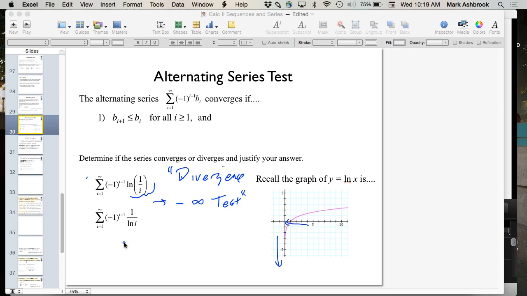Okay, what about this one? The first term is 1 over ln of 1. If i is equal to 1, it would be 1 over 0 for the very first term. So let's do n equals 2. We'll start from 2. Yes, good point. Okay, so if we start from 2, that's a good point.